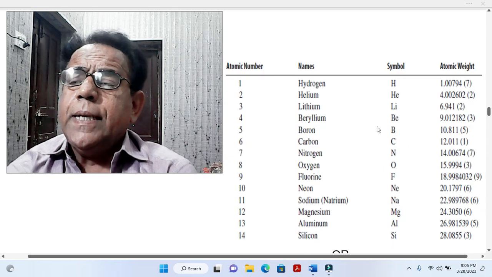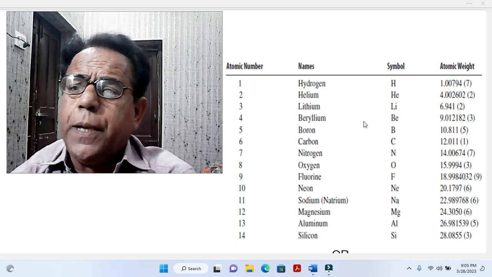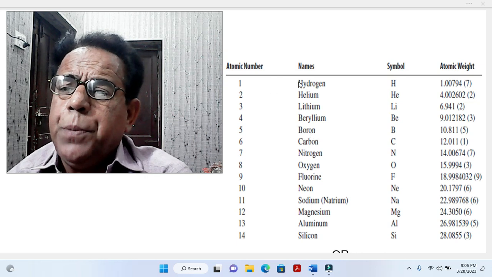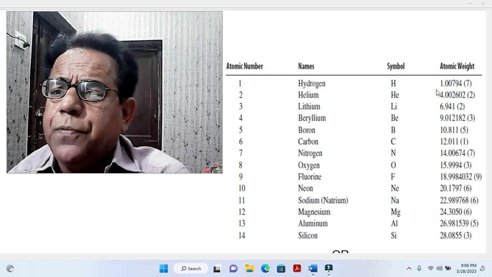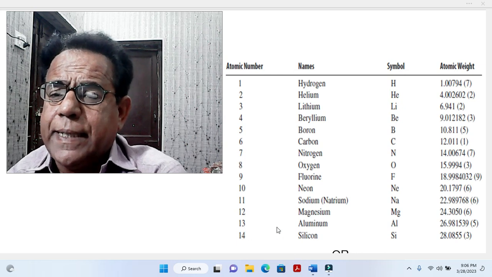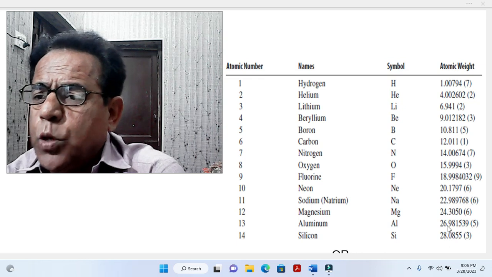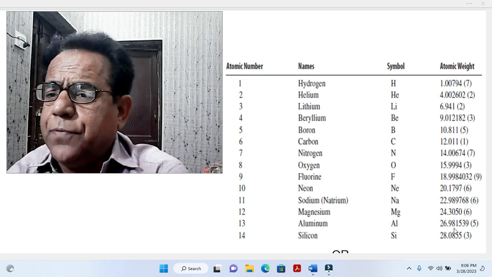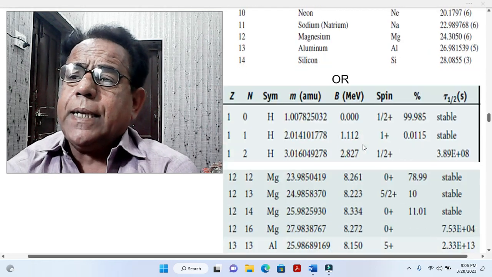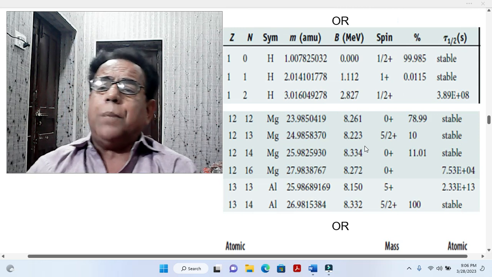Okay, this snapshot has been selected from some other book. Almost the same material: atomic number, names, symbol, atomic weight. Here, at number 13, aluminum Al, atomic weight 26.981539. Next, same thing, a snapshot chosen from some other book.